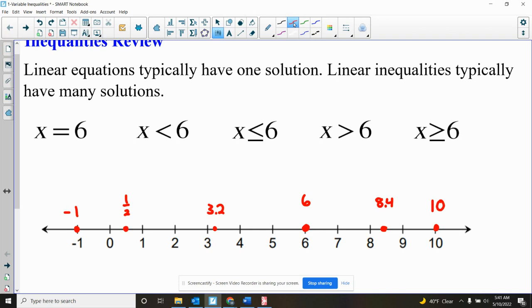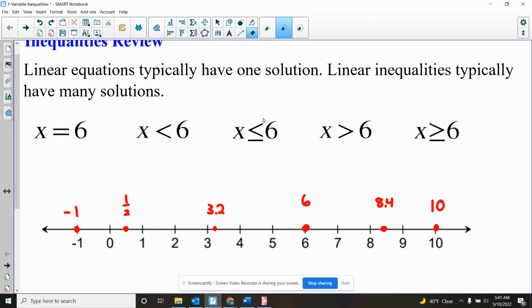So take a look here at the first. I'm looking for all the numbers that are equal to 6. Well, -1 is not equal to 6. 1/2 is not equal to 6. 3.2 is not equal to 6. 6 is, so there's the one solution. 8.4 isn't, and 10 isn't. This is what we mean when we say equations typically have one solution. Only 6 is equal to 6. So that's it. One solution, good to go, right there it is.